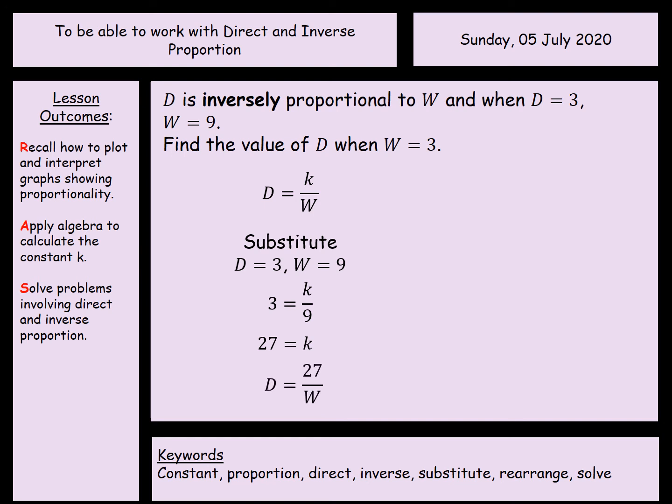We then set it up. So we've got D is 27 over W. We want to find the value of D when W equals 3. So when W is 3, D is 27 over 3. D is 9. Okay, so we're doing exactly the same steps each time. The setting it up in the first place is the difficult bit.